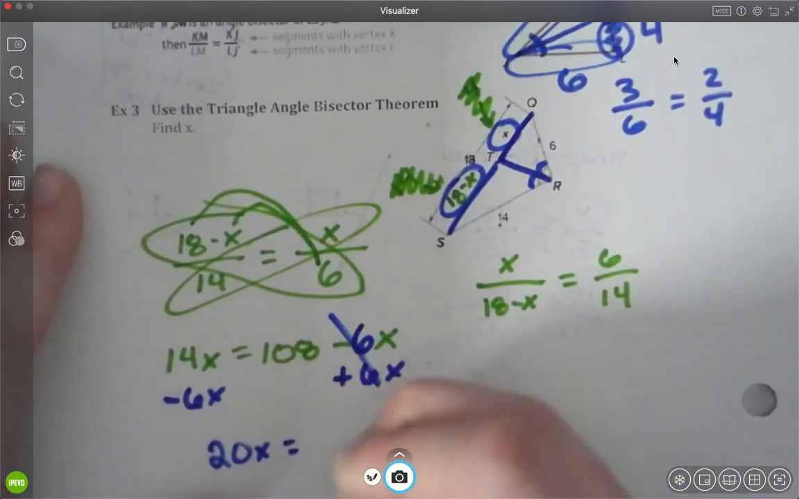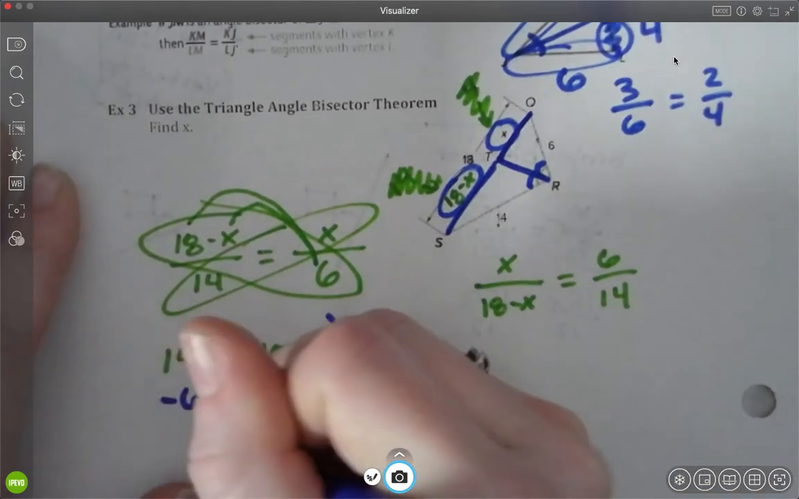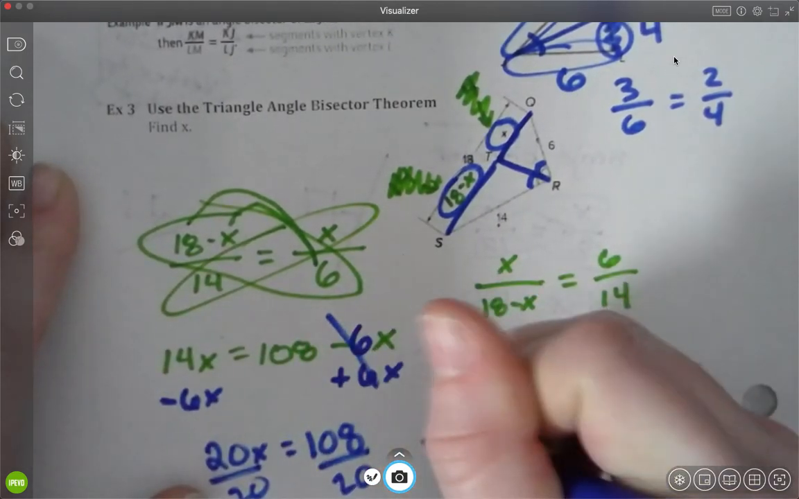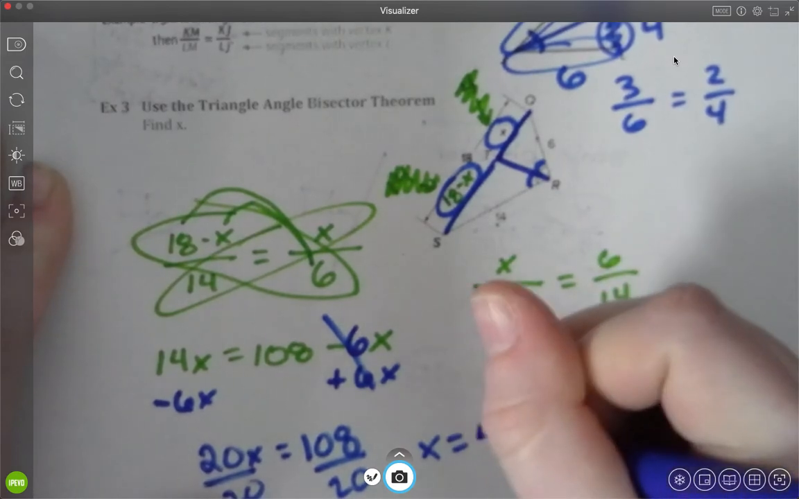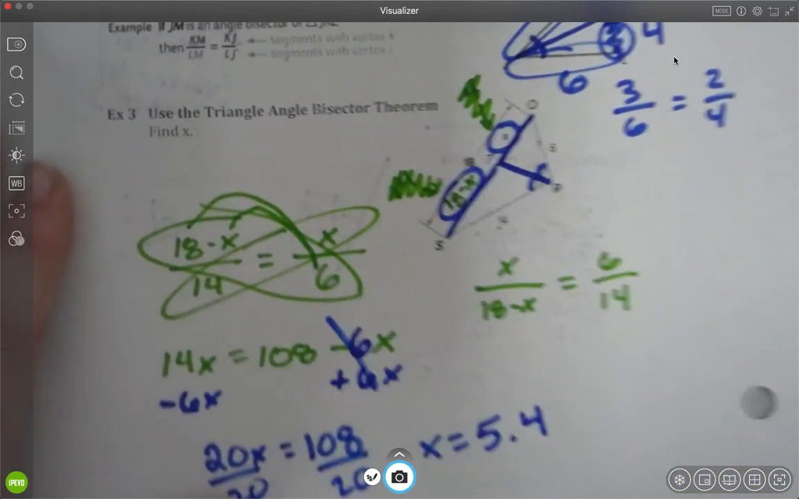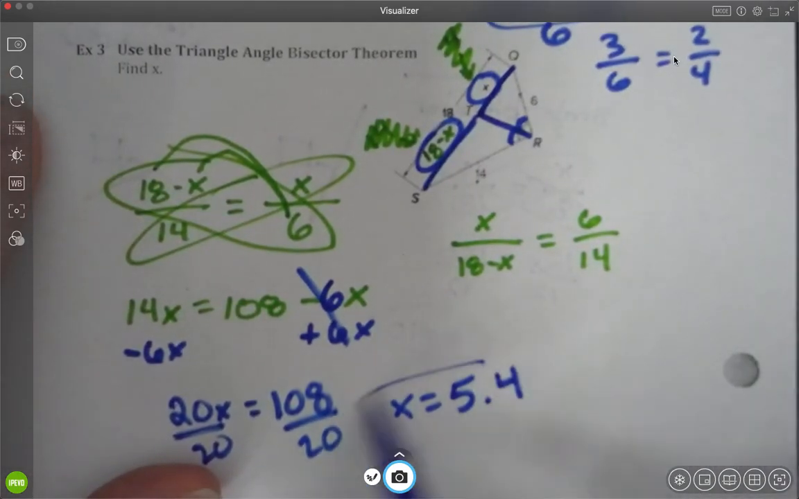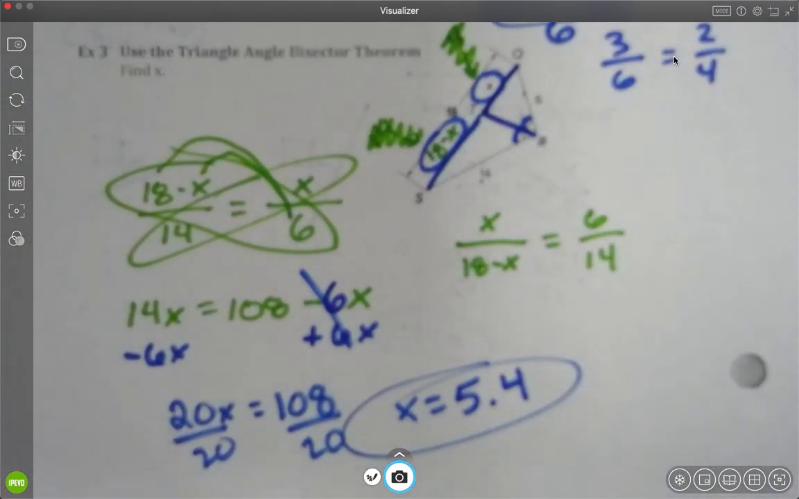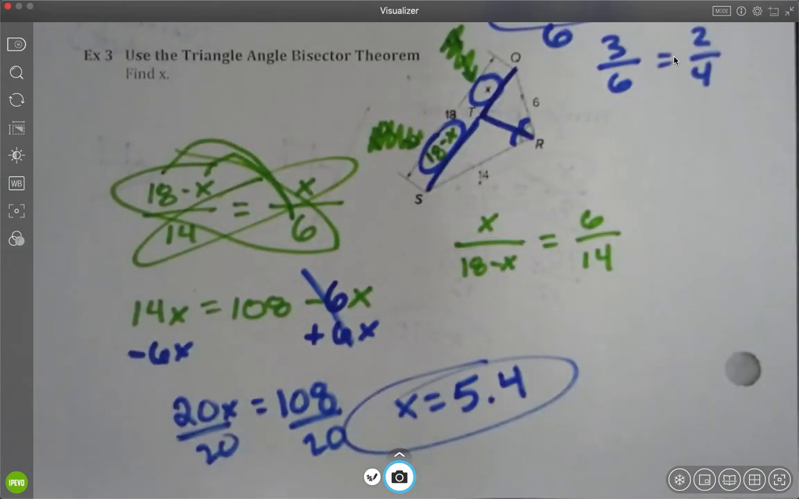20x equals 108. Divide by 20. x is 5.4. Check me. Is it really? I did that in my head. Do you know how to do that in my head? What's 100 divided by 20? 5. And 8 over 20 is 4/10.